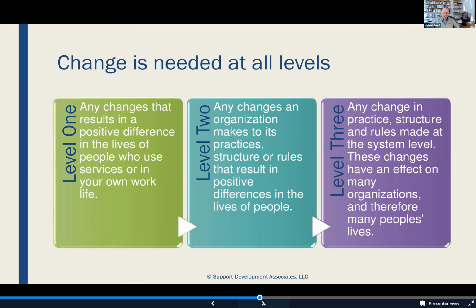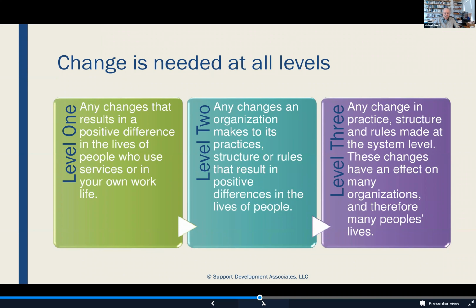So a level 1 change is something that you see that makes a difference in the life of a person. And you don't need permission, you just need to notice it and act on it. And that becomes a story of how you've helped someone. It becomes one that you can absolutely share.